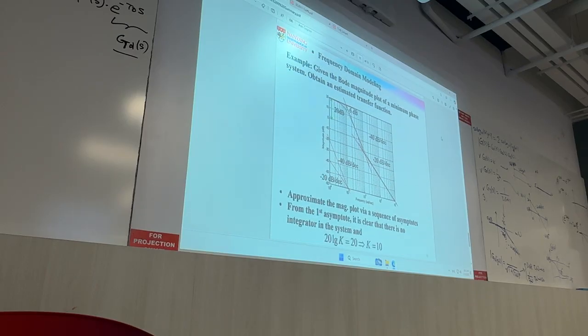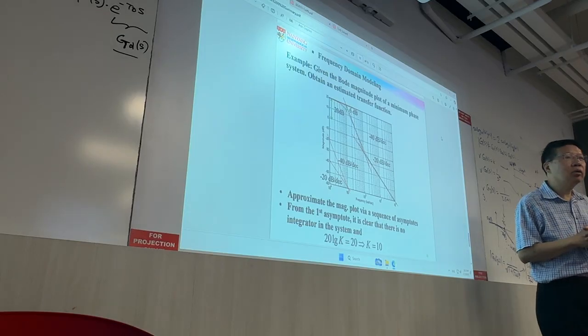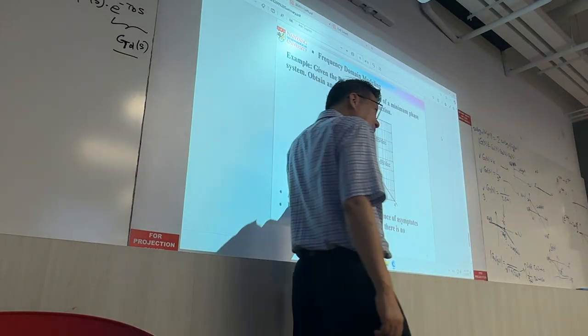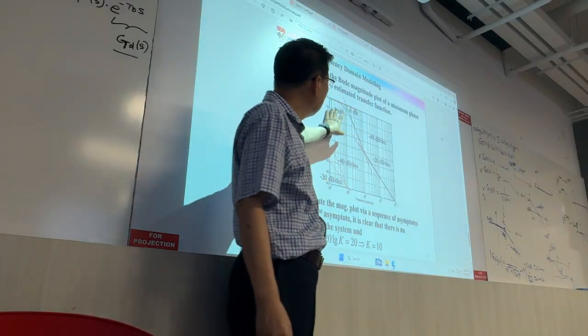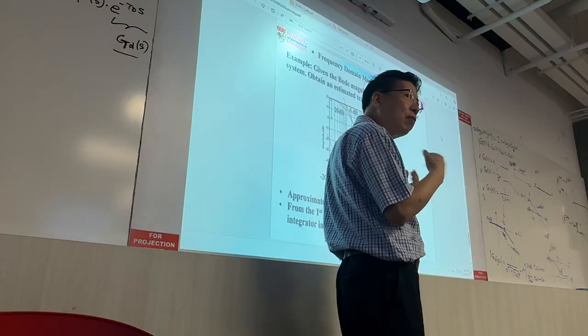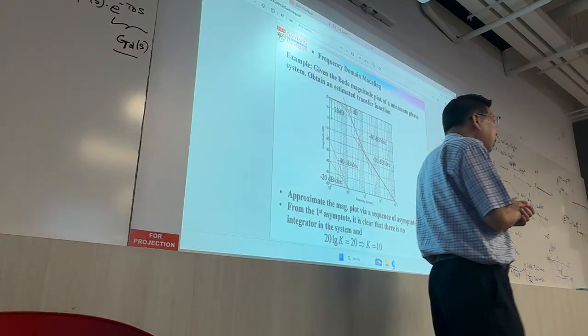Now, when we discuss so much, I mean, we can construct a Bode plot. Now we understand how the Bode plot is constructed. When we are given a Bode plot, are we able to derive the transfer function?